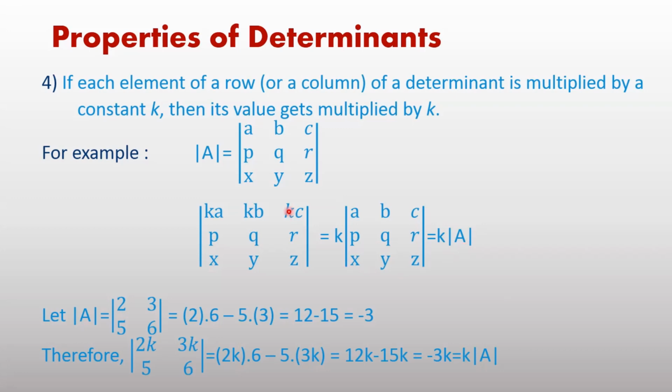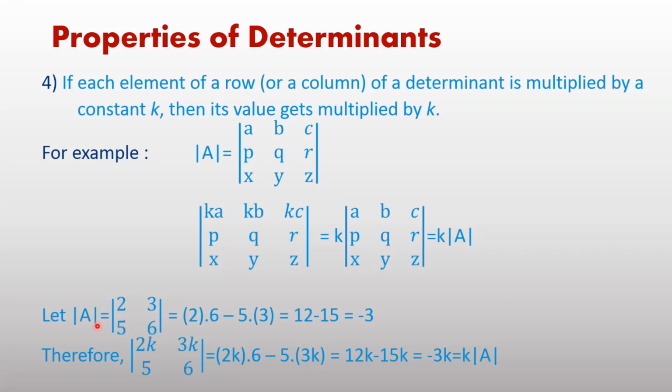Or the same in reverse: whenever you find a common number in all the elements of any row, you can take it common. If the row is kA, kB, kC, you can take k common. What remains here? A, B, C. The same you can apply in any column. If in any column you get a common number, you can take it outside, and the value of the determinant is multiplied by k.